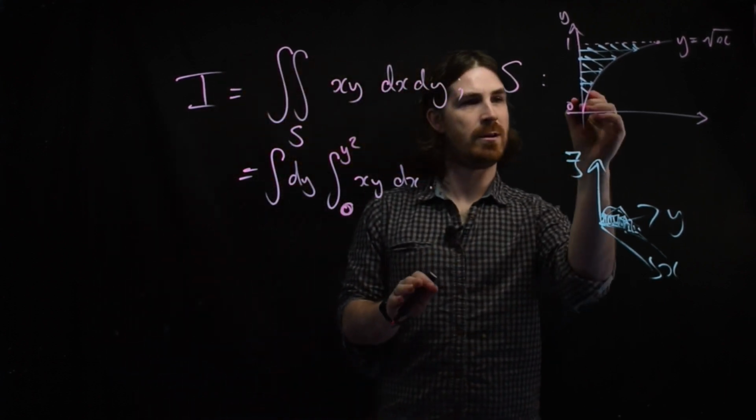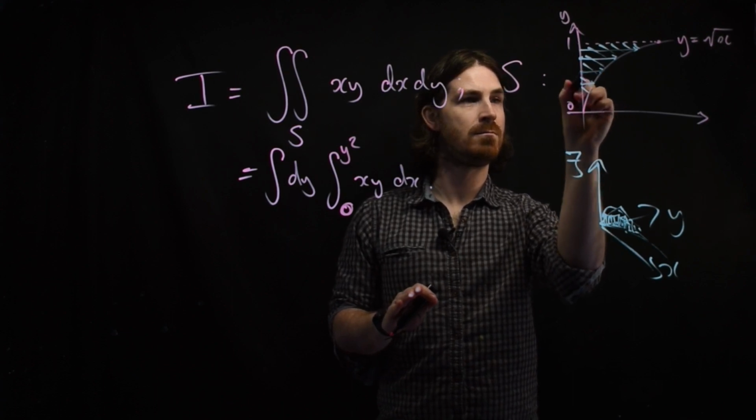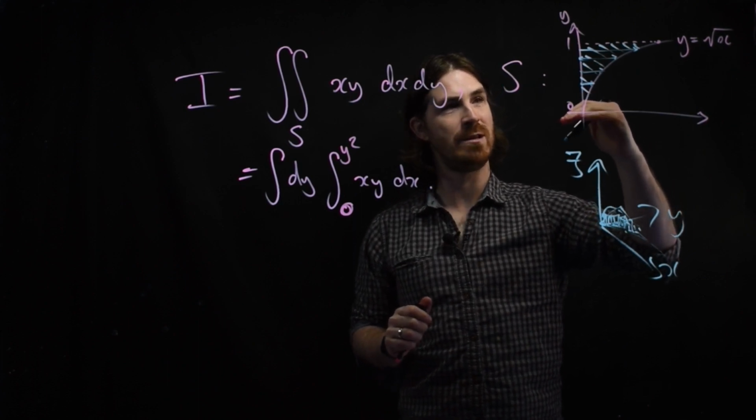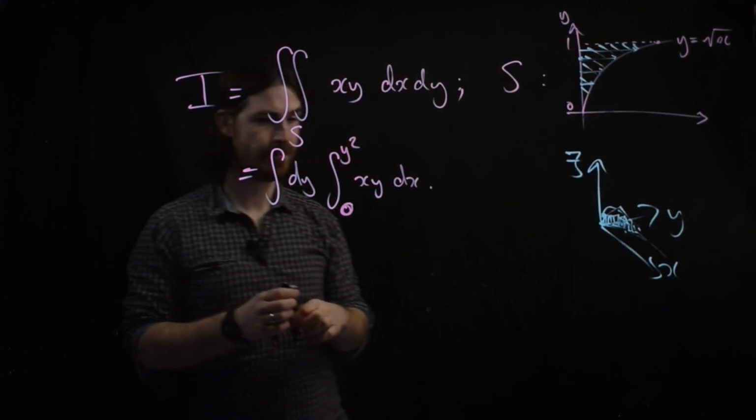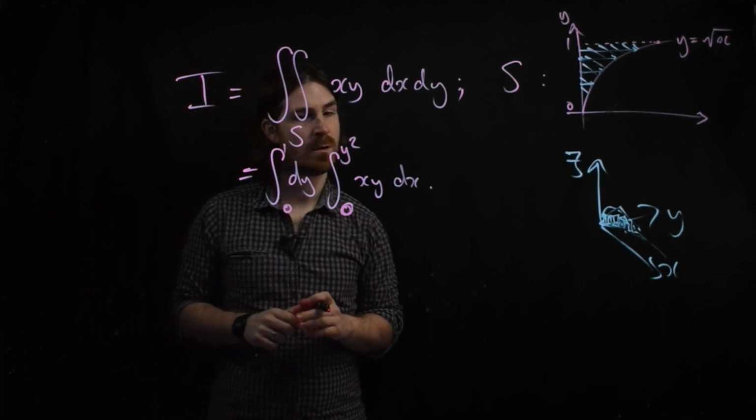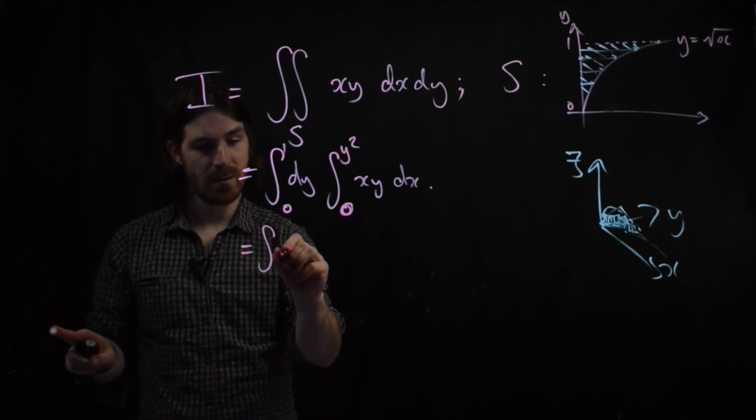Okay, so we're thinking about little strips like this, and we add them all up from y equals 0 up to y equals 1. So the limits on y are 0 to 1. Okay, and we can just do this integral then. You know how to do this integral.